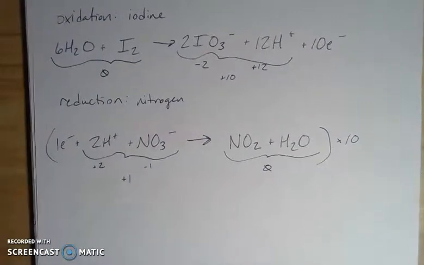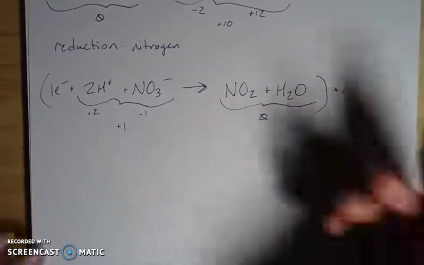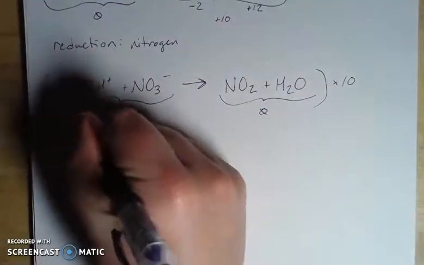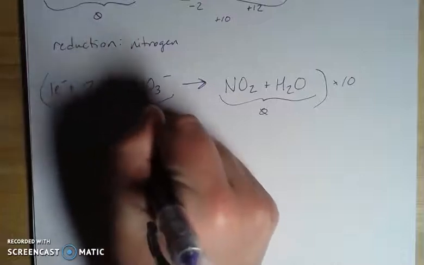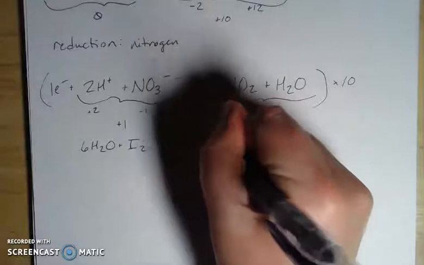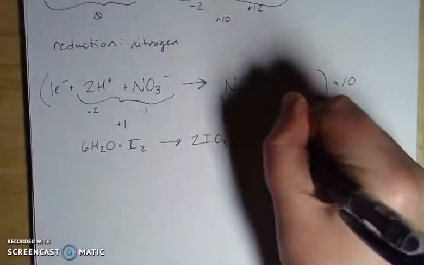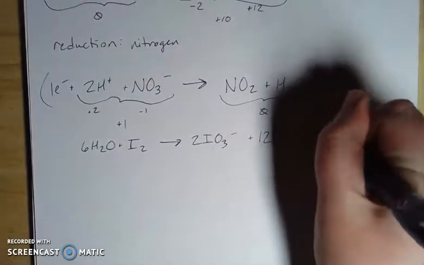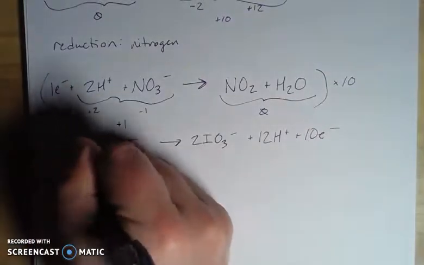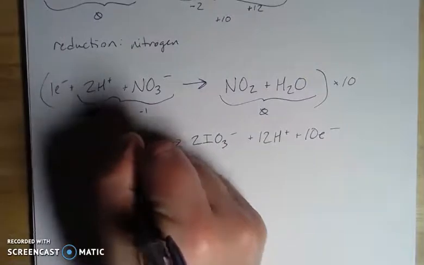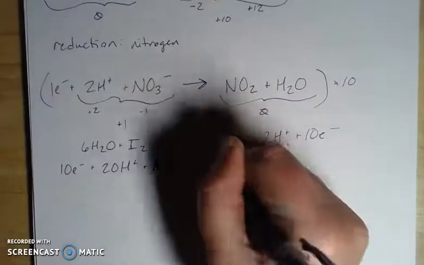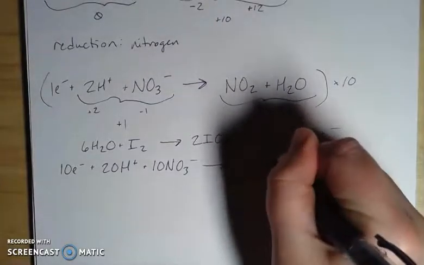All right, so let's rewrite just for clarity's sake here. So we have 6 waters and my iodine going to my 2 iodates, 12, 10. We're going to add to it 10, 20, 10, 10.